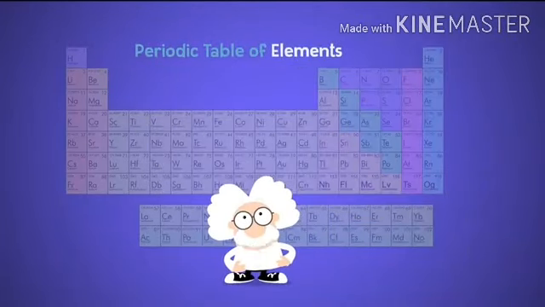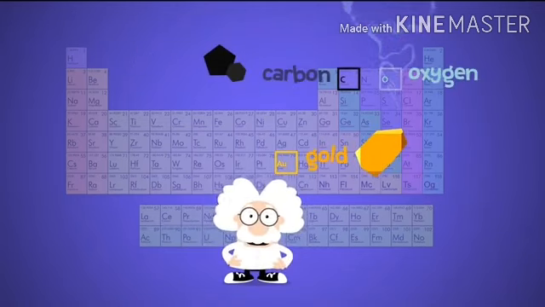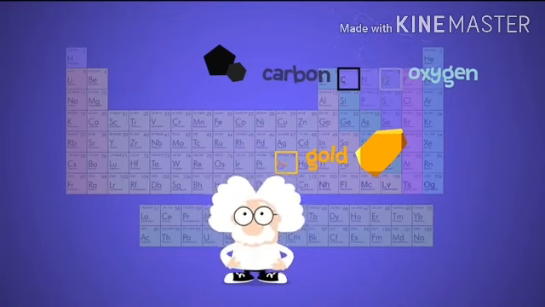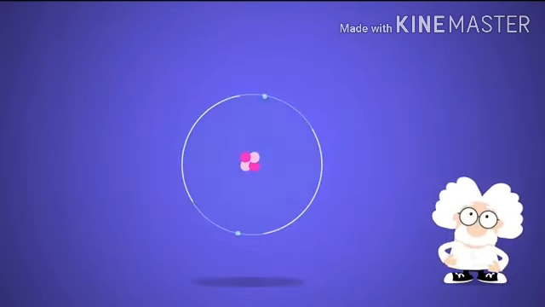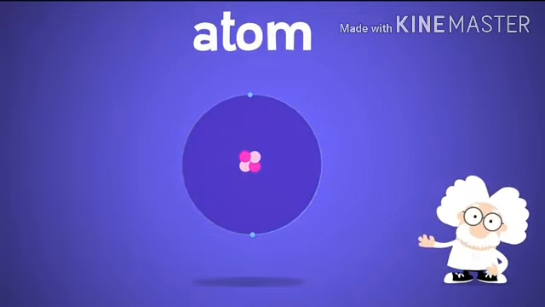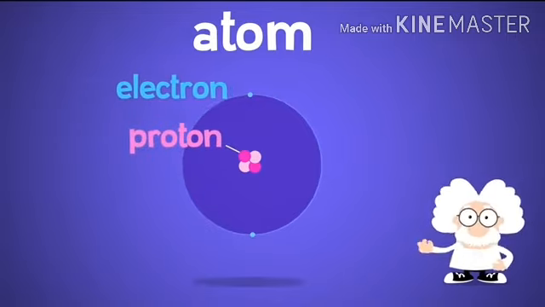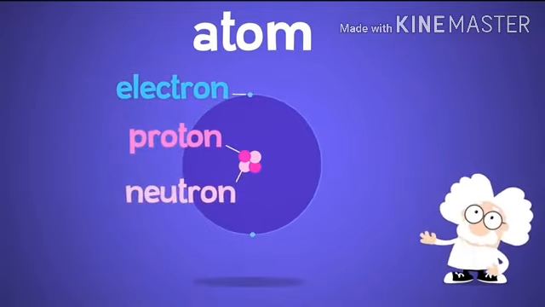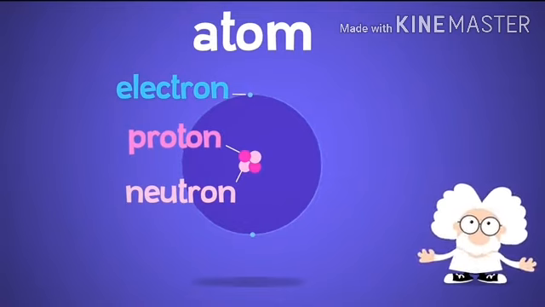If we observe elements like gold, carbon, and oxygen, we can see that they have very different properties that don't look or act the same. But why are they so different? Well, it comes down to what's inside their atoms. As you can see here, atoms are made of just 3 types of tiny particles called protons, electrons, and neutrons. And each of these tiny particles does something special.